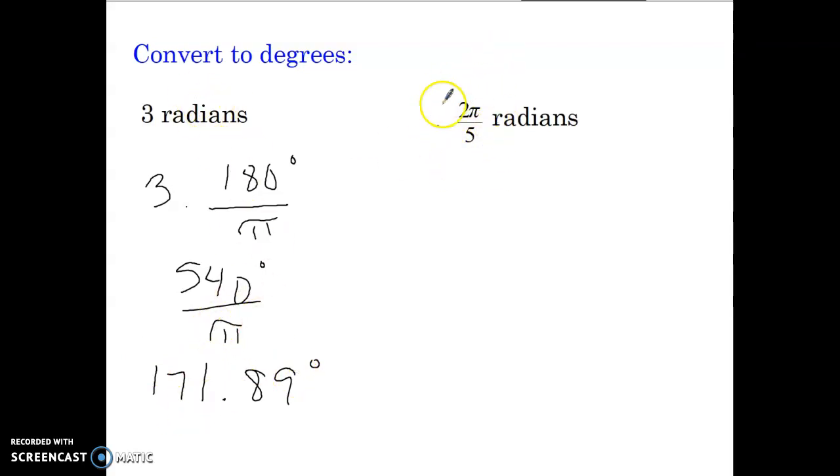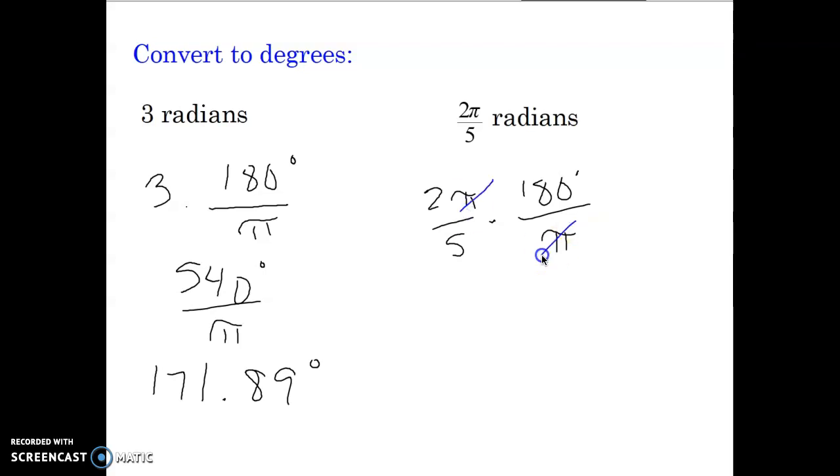Okay, 2 pi over 5 radians. All right, so let's do this one. 2 pi over 5. I want to change it into degrees. So my degrees needs to be on top. Can't see my degree symbol there very well. There we go. Okay, let's see what we can simplify here.